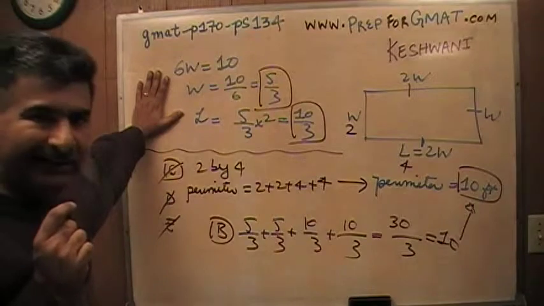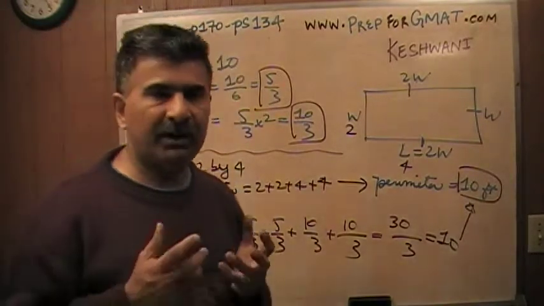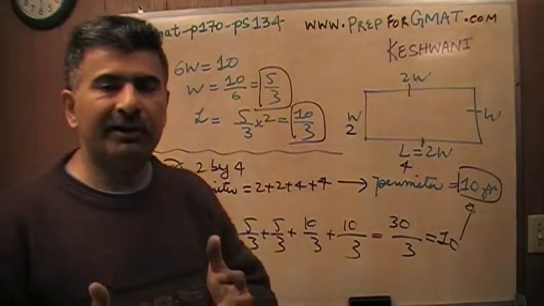In which case, I start with C. Why do I start with C? Because that's the happy compromise. You start with C. If C works, you're done. If C does not work, you know whether it's too large or too small.